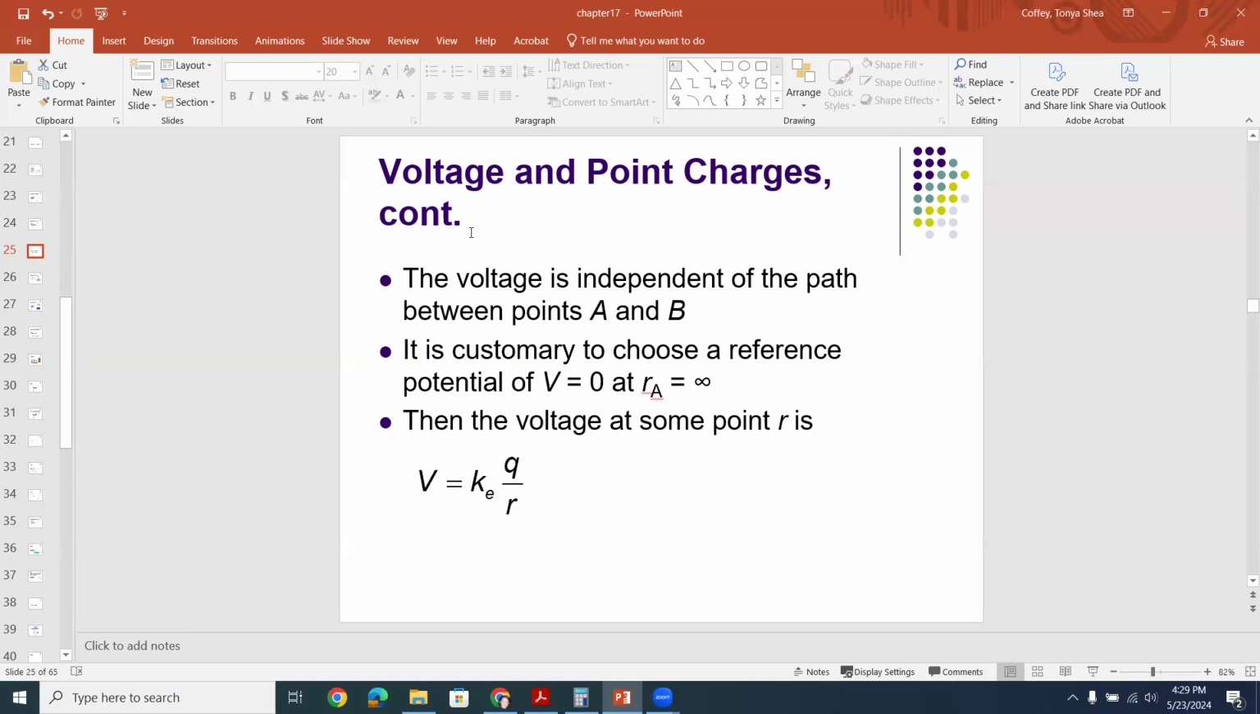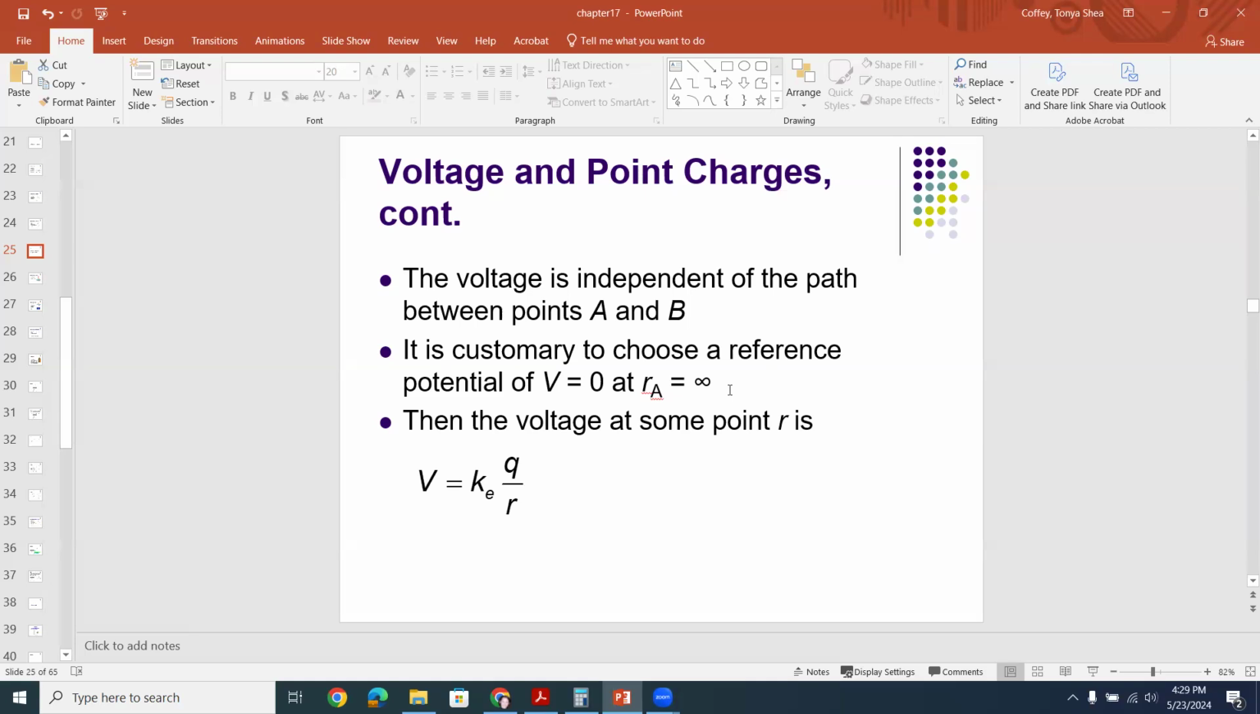It's also customary to choose a reference or a ground for point charge problems where the voltage is 0 when you get infinitely far away from the charge. And that kind of makes sense. If you're infinitely far away from a charge, it's not really influencing what's going on around it too much, right? And so you would have a voltage of 0 if you were infinitely far away from a single positive point charge.